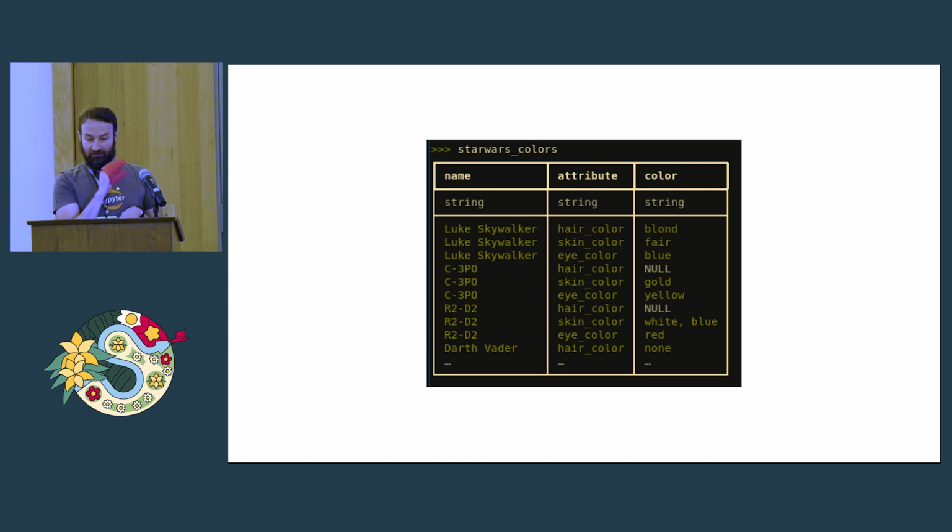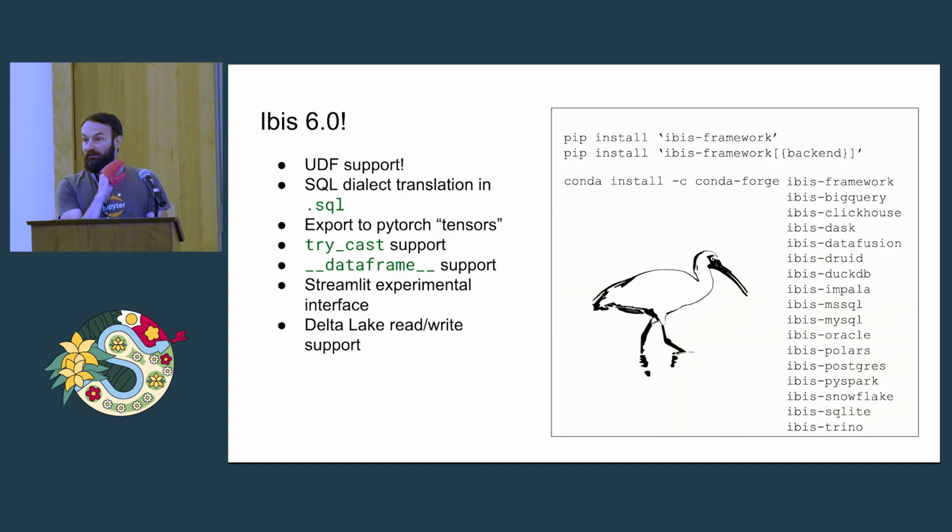So we just released Ibis 6.0. We have some pretty good UDF support. We now support SQL dialect translation in .sql, which means you can write Oracle SQL and pass it through to DuckDB, and we'll just make that work for you. You can export to what PyTorch calls tensors, which clearly are not tensors because they do not support tensor algebra. We have try-cast support, dunder dataframe support, a Streamlit experimental interface, and Delta Lake read and write support.